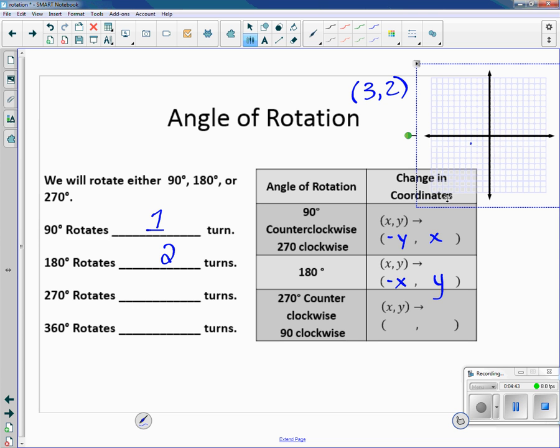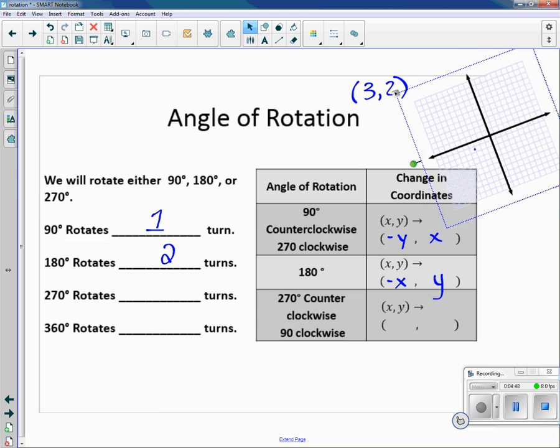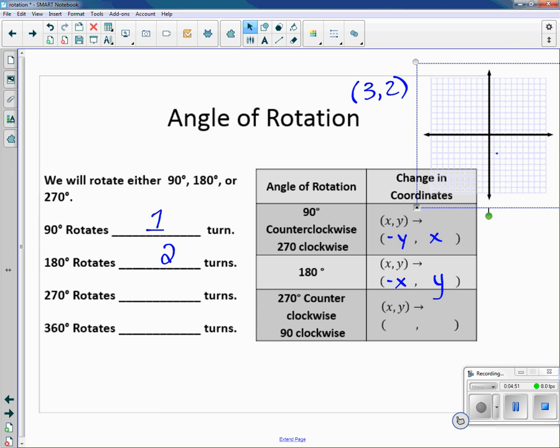And then if I rotate it three turns, that becomes (2, -3), so it becomes (y, -x). And if you do four turns, which is 360, you're right back at your original, (3, 2).